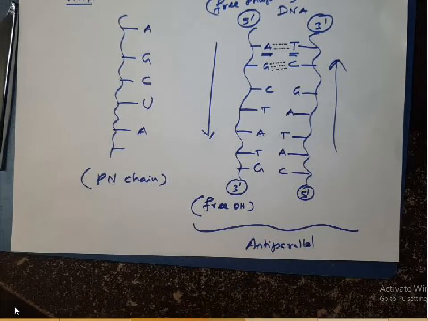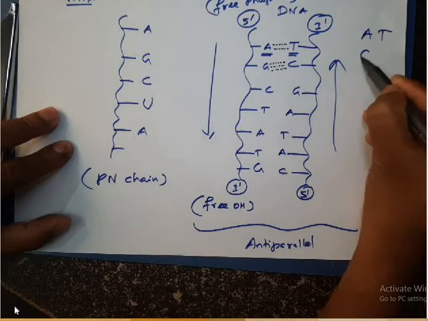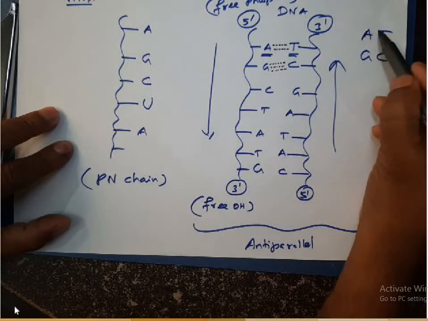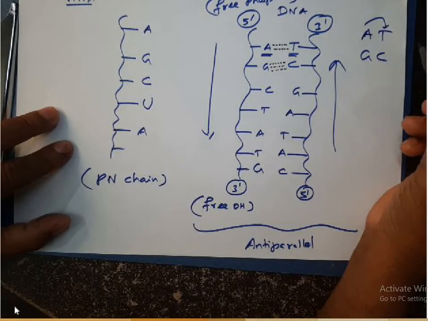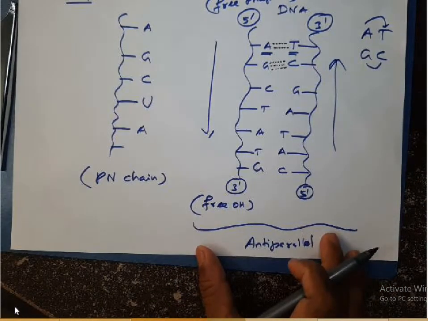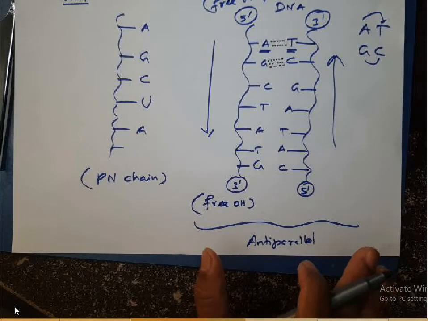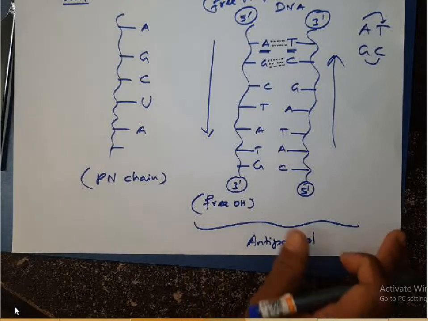The pair will be like this always. Just remember this: ATGC. Adenine will pair with thymine. Guanine will pair with cytosine. In DNA. I am talking about DNA. Students, is this clear? Any doubt? Yes, this is very important. Now, let me draw on the next page. I'll just show you this.